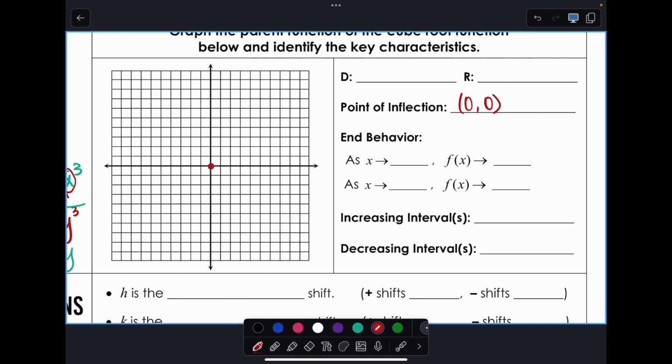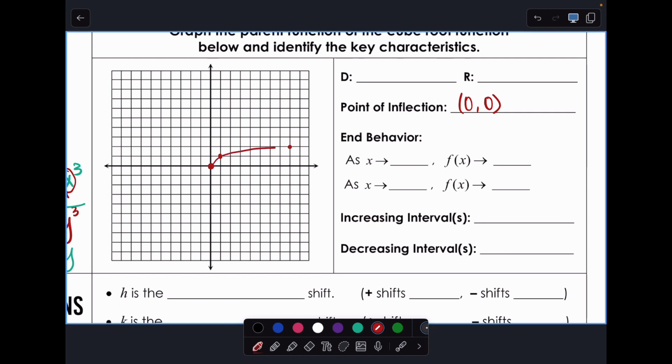Cube root of 1 is? 1. There's 1. Can I do cube root of 2? Cube root of 3? Cube root of 4? Yes, they're all values that we can use. However, it's not going to give me a whole number y. I want a whole number y. What's the next one that I can get a whole number y from? 8. So here's 8. I'm going to go up 2.